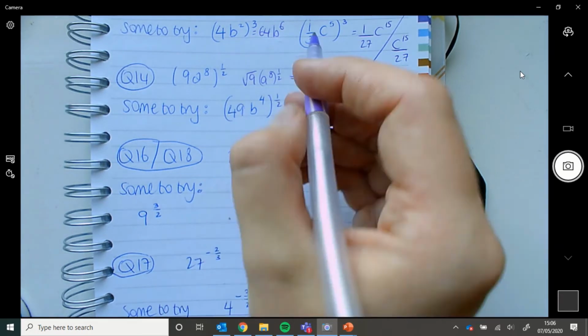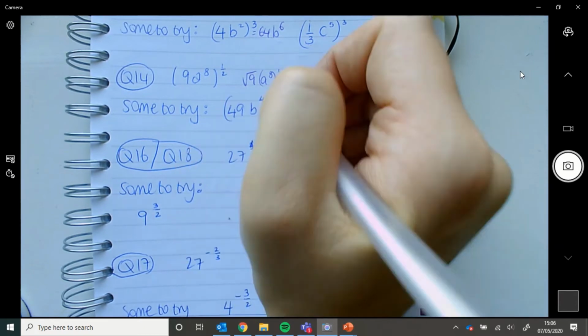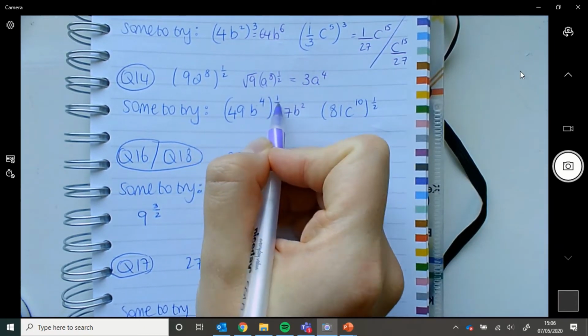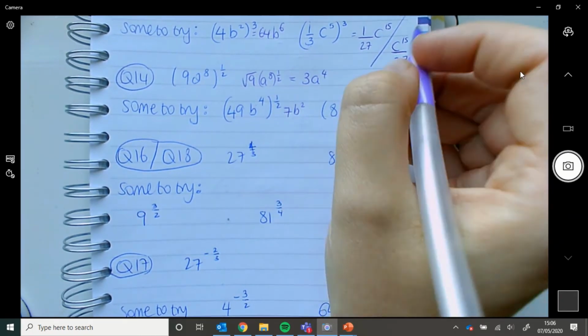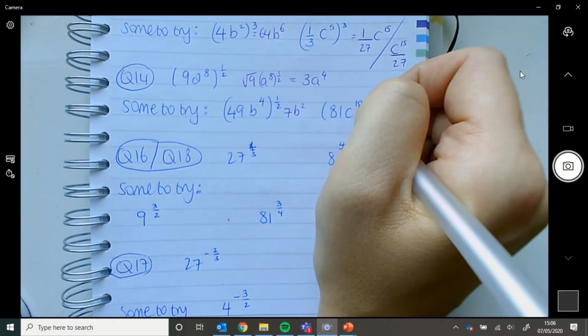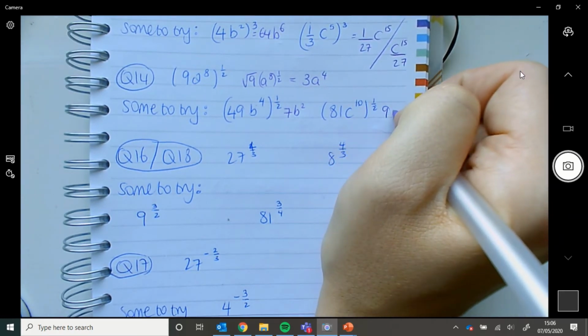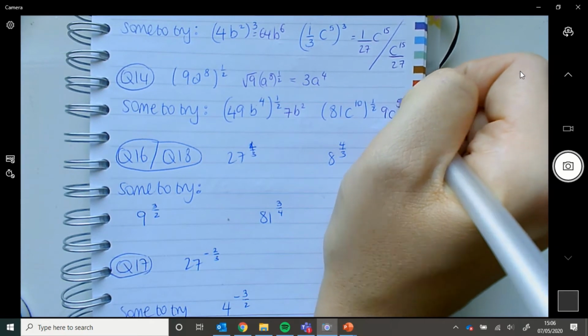Okay, first one, square root of 49 is 7, and then I've got b to the power of 2 because 4 times a half is 2. This one, square root of 81 is 9, c to the power of 10, and then the 10 times a half gives me c to the power of 5.